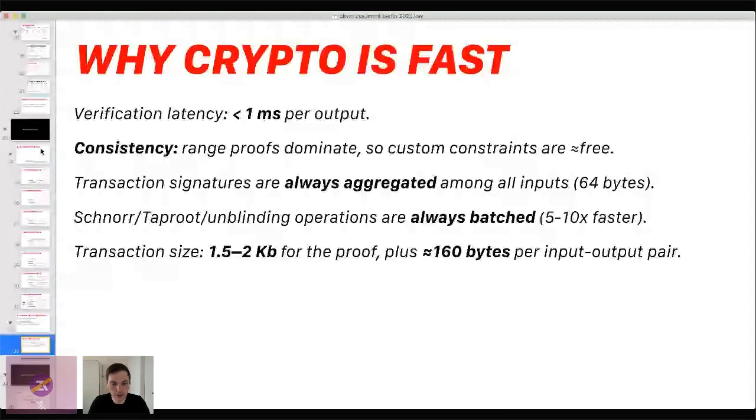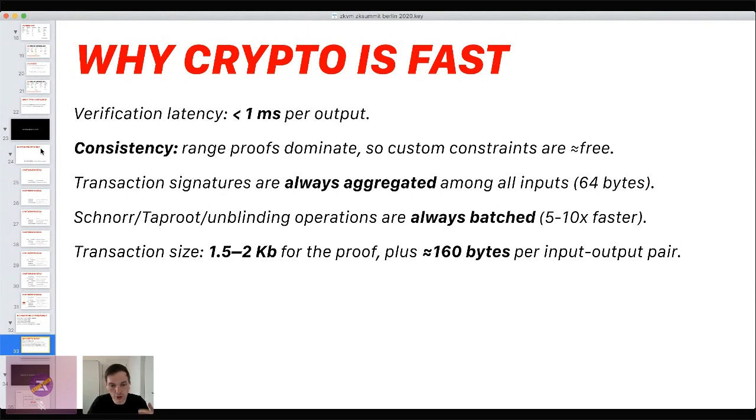And for all the commitments, for the asset type, for the amount, in total, for input-output pair in a transaction, you would have to spend around 160 bytes. So a small transaction with a couple of inputs, couple of outputs would have a total of 320 bytes for just this data plus the proof. And then if you aggregate transactions in something like CoinJoin, then the marginal cost of the proof will go down, and only these commitments will dominate, which is kind of comparable to the size of Bitcoin transactions.